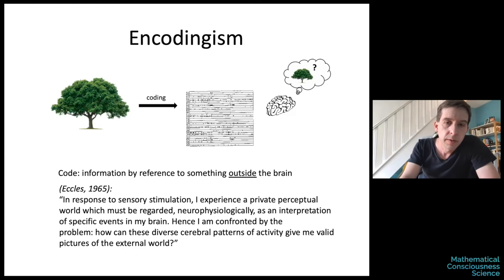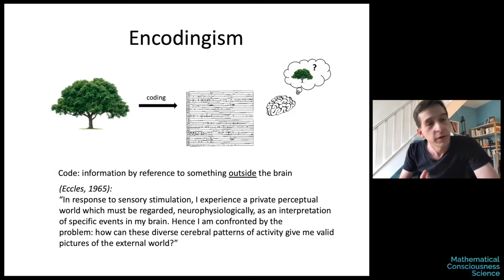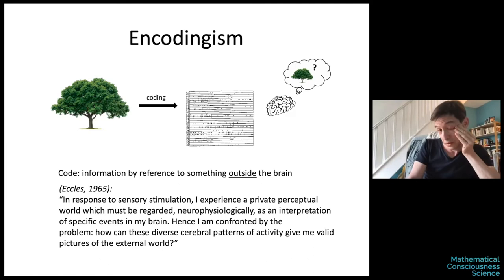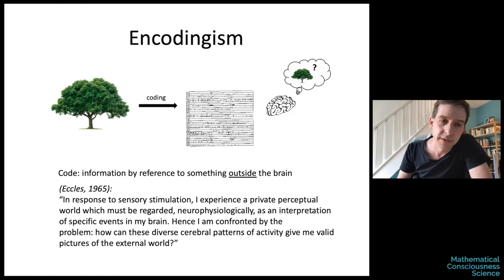And well, what did Eccles conclude? Well, Eccles, who was a very logical man, concluded to dualism. He was a convinced dualist. He thought that because of this, there must be something else than the brain that is in the business of interpreting the activity of these neurons. He actually wrote a book with another hero of biologists, Karl Popper, on this. So he was a dualist. That's the logical conclusion, in fact, of encodingism, the idea that a code, just by virtue of being a correspondence, can be a representation.